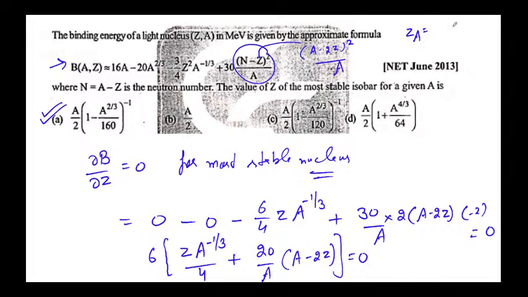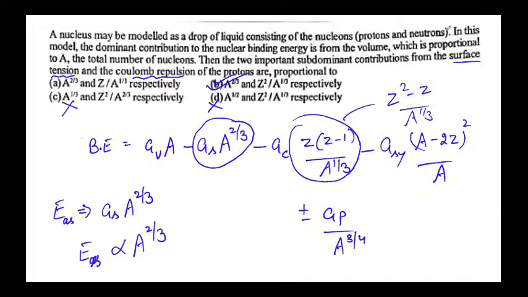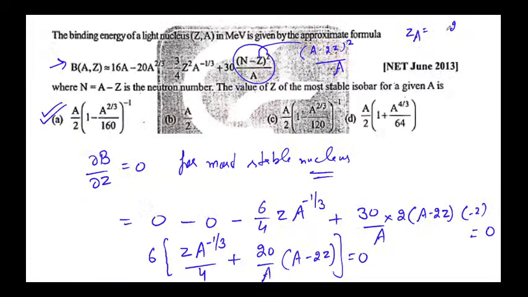Z is equal to, what is that formula? So just a minute. So that is A over 2 plus 0.015 A to the power 2 by 3.